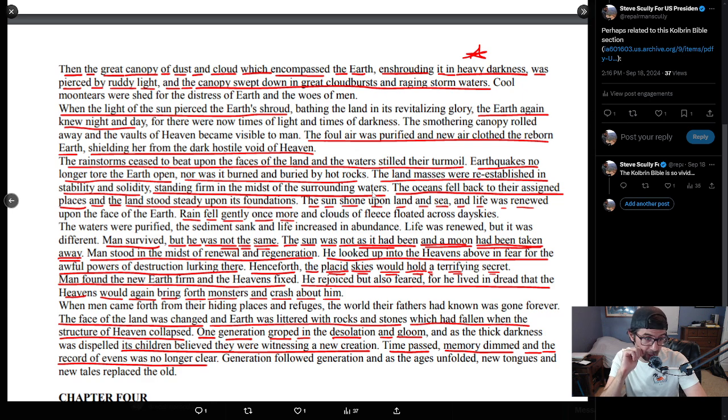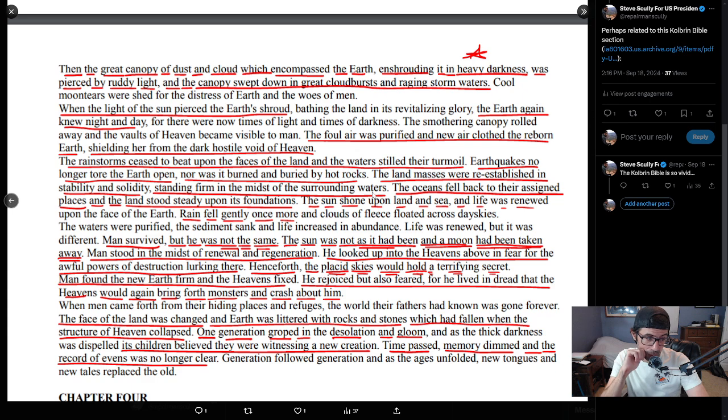The sun was not as it had been, and a moon had been taken away. Man stood in the midst of renewal and regeneration. He looked up into the heavens above in fear for the awful powers of destruction lurking there. Henceforth, the placid skies would hold a terrifying secret. Man found the new earth firm and the heavens fixed. He rejoiced, but also feared, for he lived in dread that the heavens would again bring forth monsters and crash about him.